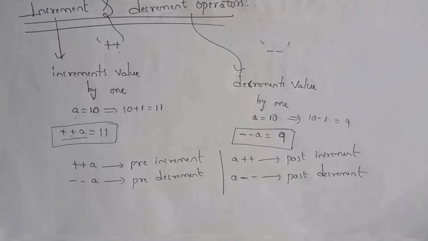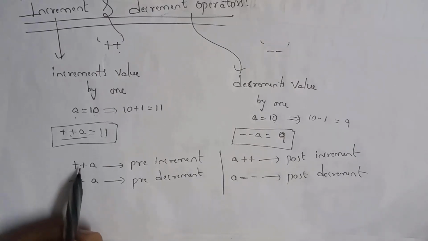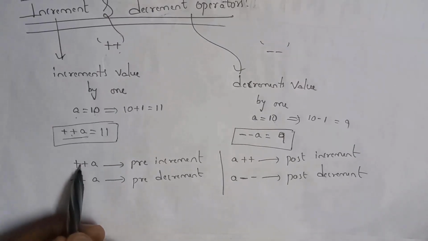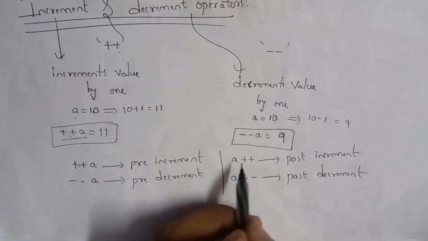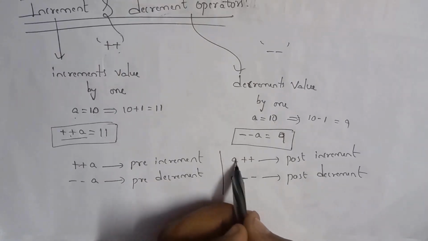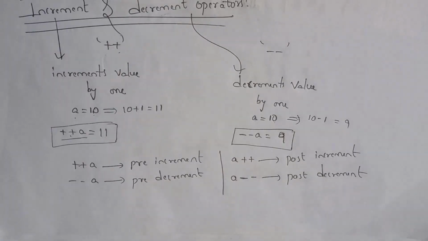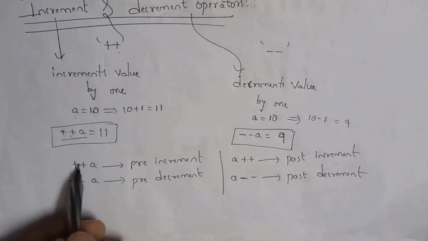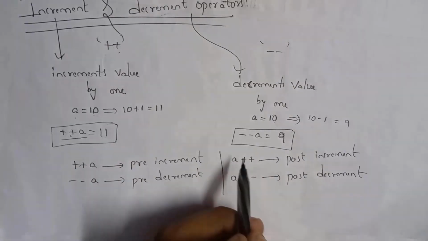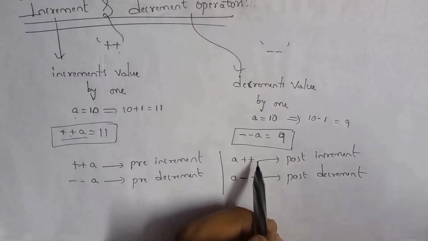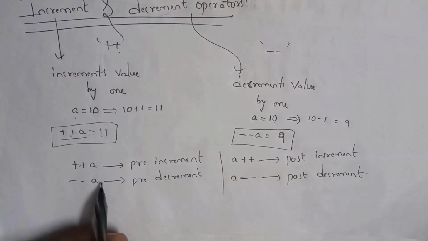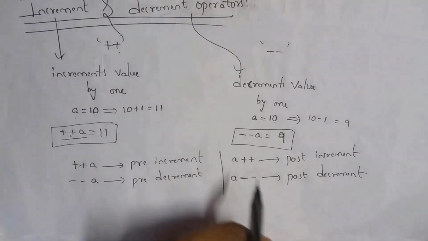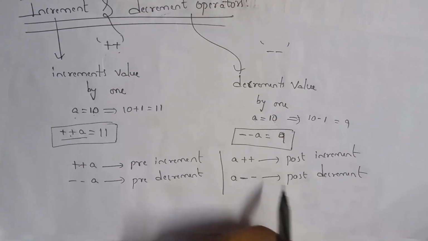The increment operator is further classified into 2 types. One is pre-increment and the next one is post-increment. If you use the increment operator before the variable, then we call it pre-increment. And if you use the increment operator after the variable, then we call it post-increment, where ++A represents pre-increment and A++ represents post-increment. Similarly, --A represents pre-decrement and A-- represents post-decrement.